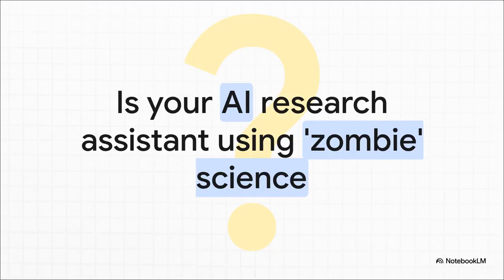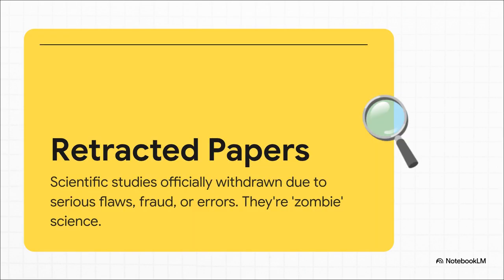We all do it, right? We use these AI tools to get a quick handle on some really complex research. But have you ever stopped to think, what if those AI assistants are quietly feeding us junk? I'm talking about information from studies that aren't just wrong, but have been totally discredited, debunked, and officially yanked from the record.